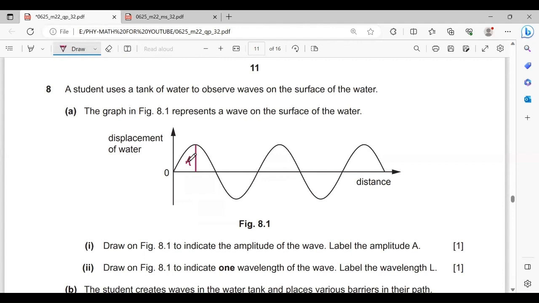Okay. Draw on figure 8.1 to indicate one wavelength of the wave. Label the wavelength L. Okay, one wavelength from this one into this one. This one wavelength. Okay, this L.